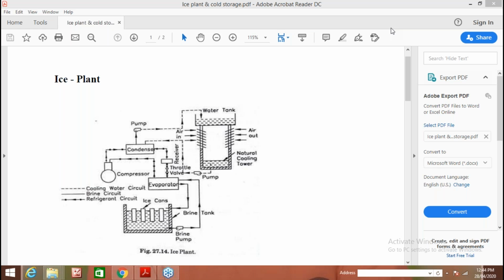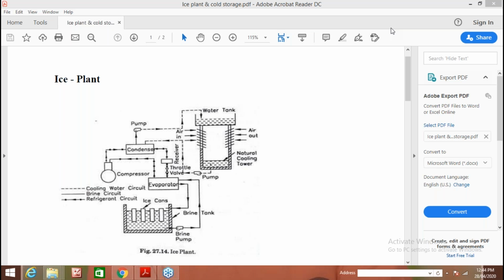Okay? So these cans give their heat to the brine. Again, the brine goes to the evaporator, loses its heat to the refrigerant, gets cooled, and again comes into the tank for making ice again. Okay, so it is very simple. In the evaporator, there is heat exchange between brine and refrigerant.